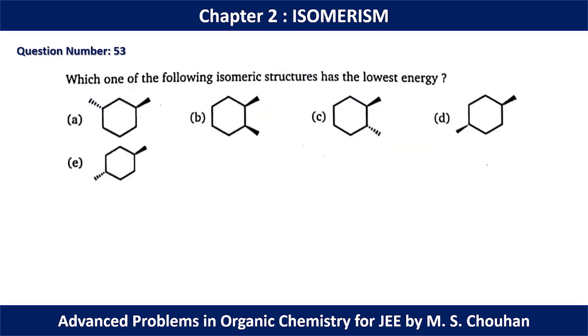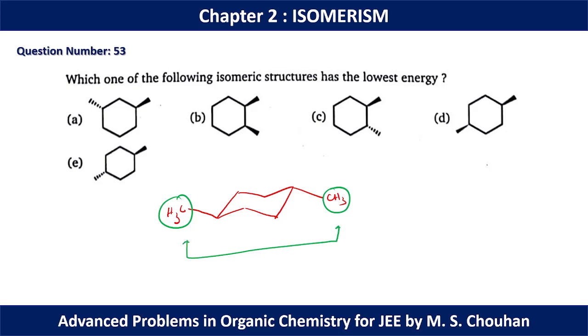In question number 53, which one of the following isomeric structures has the lowest energy level? So we should go for the cyclohexane chair form to compare the stability. If we look at all the molecules, for molecule E, we can draw this kind of situation where two methyl groups are present in equatorial positions and they are trans to each other. In this case we have two methyls in equatorial positions at the maximum distance, so steric hindrance cannot be present between the two methyl groups in this molecule. So this is only possible for option C.